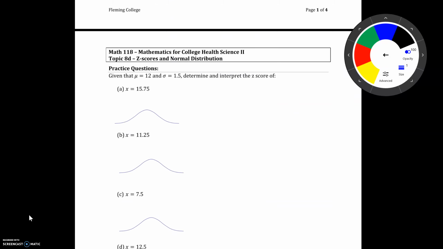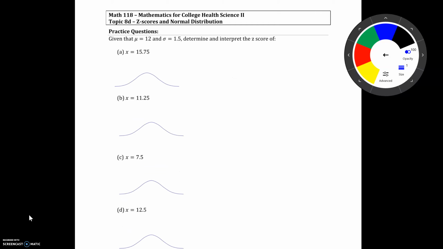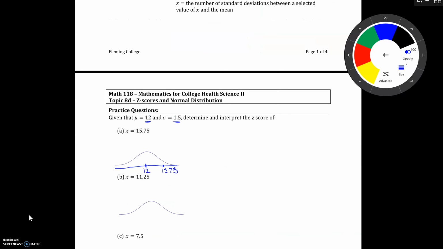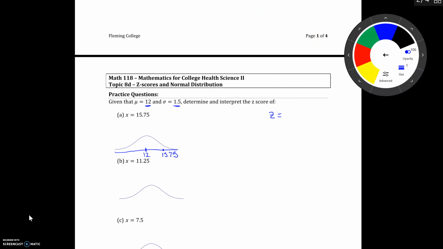So if I have data that is normally distributed and has a mean of 12 and a standard deviation of 1.5, I could figure out the corresponding z-score of a value of 15.75, right? We know that if our mean is 12, a value of 15.75 would be over on the right-hand side. Exactly how far over? We would use our formula, right? So z is equal to x minus mu over sigma.